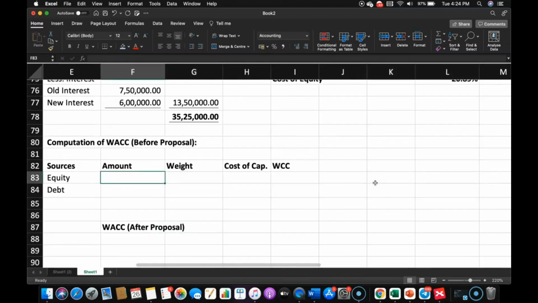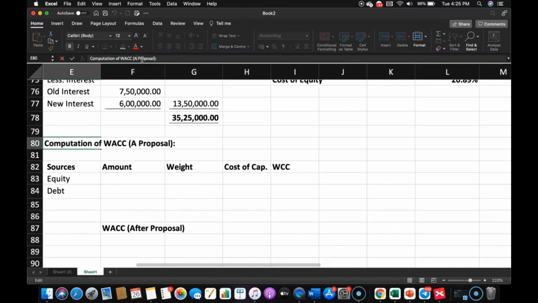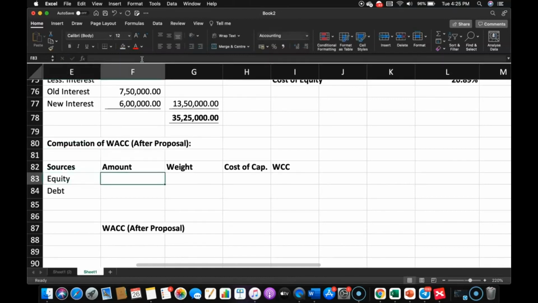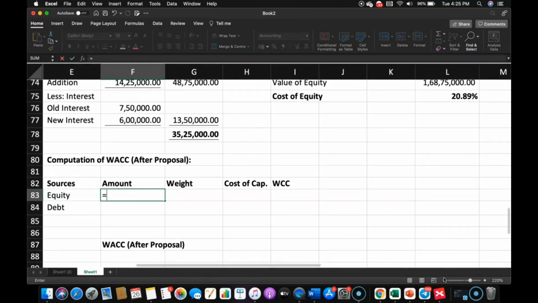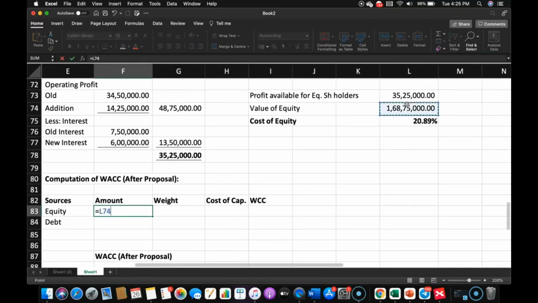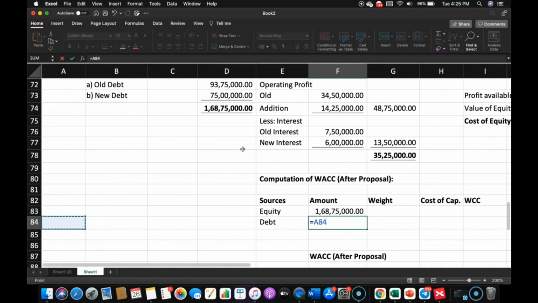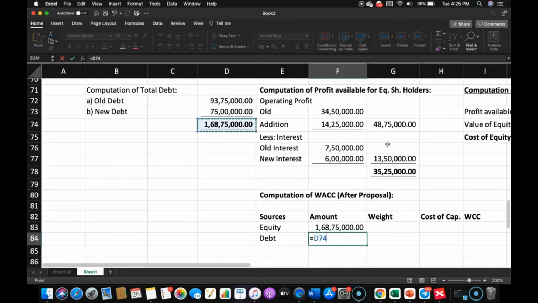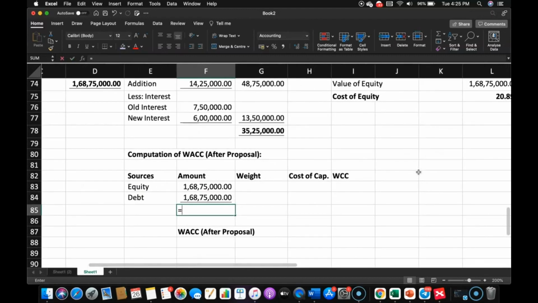So let's do it now. What is the value of equity? Before that, let me just correct this. This is after the proposal. What is the value of equity? Is there any change in the value of equity? Absolutely not. So this is the value of equity. What about the value of debt? Yes, of course, the value of debt has undergone a change, and that is also now the same as equity. So this is total debt. Now let's total this. Of course, it's 50-50 now.